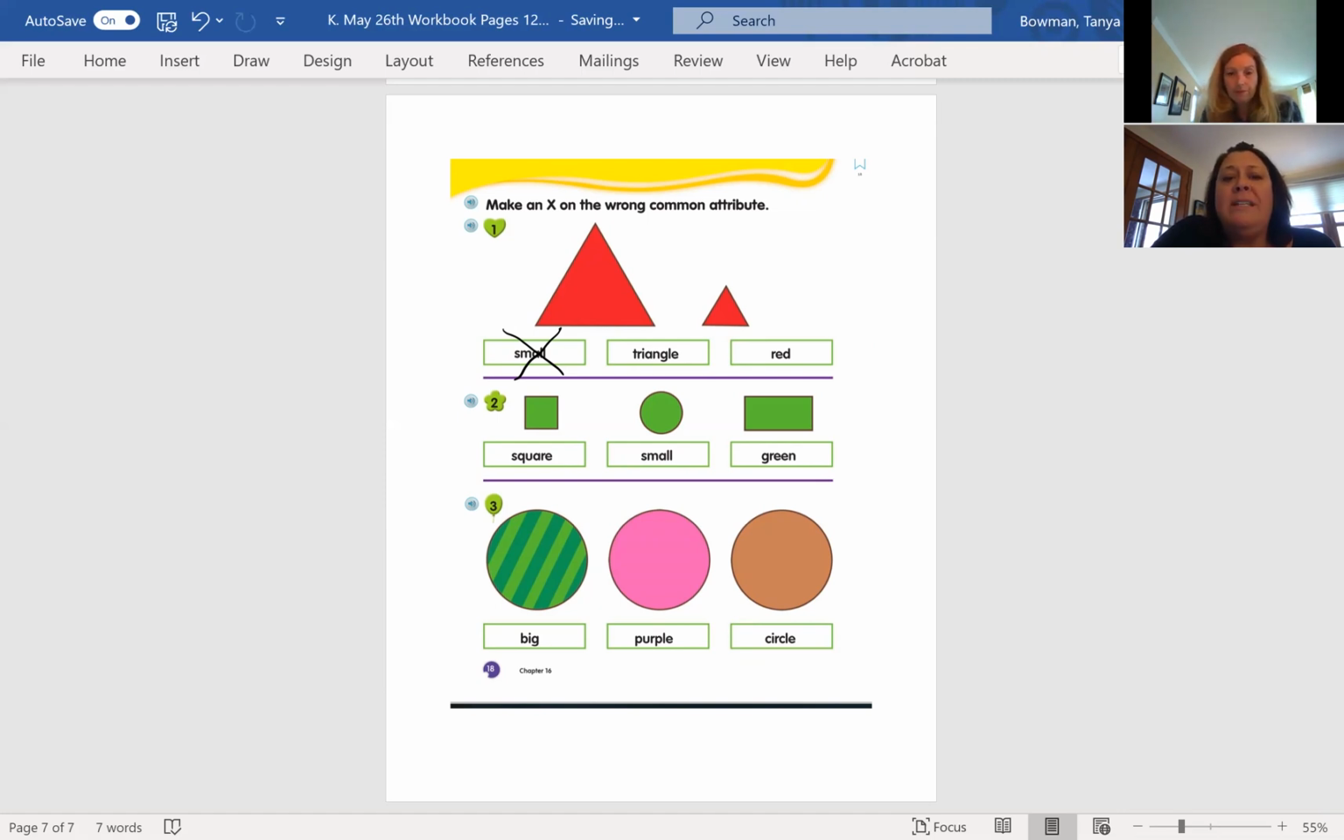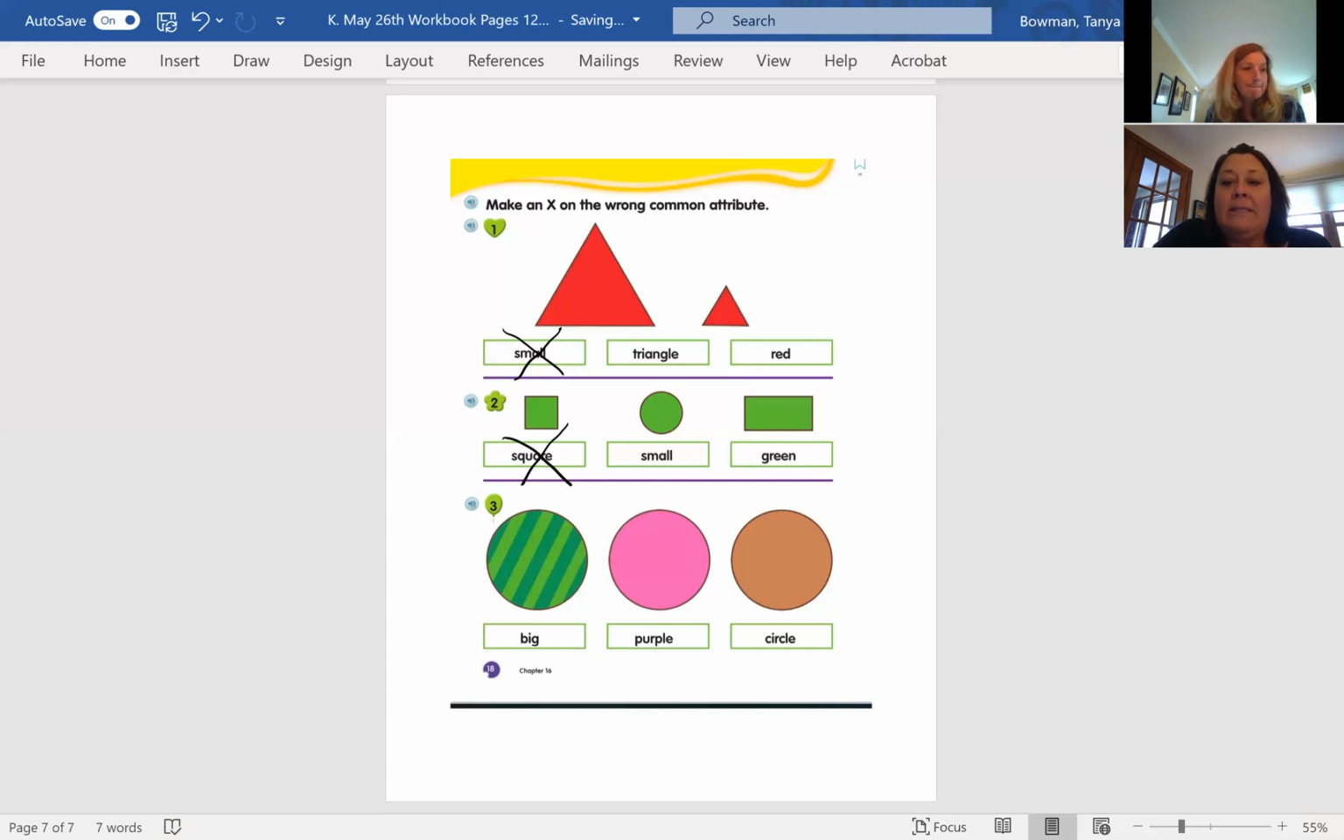The first word here says square. So if I look at them, are they all a square? No, they are not. So let's keep that in our mind. And the middle word says small. And if I look at the shapes under here, these are definitely small. So these are all small green shapes, but they are not all squares. So I would cross off the word square.